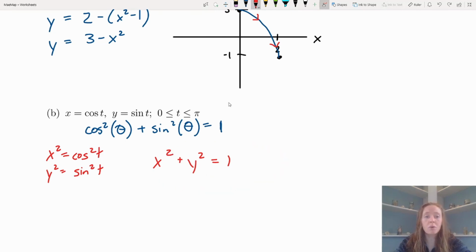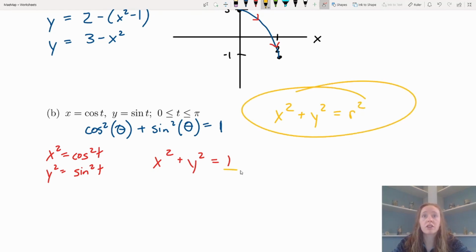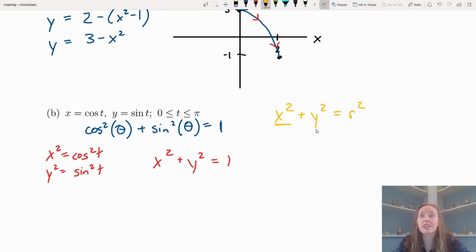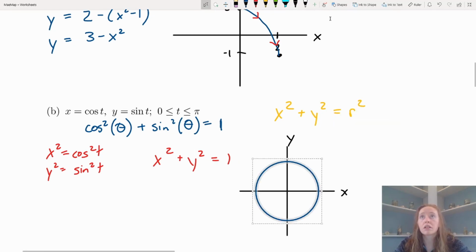which is an equation of a circle with a radius of 1 because our circle equations are in the form of x squared plus y squared equals r squared. So our radius for our circle is 1, and because there's no shifting in this x or y, we're also centered at the point 0, 0. So if I was to draw, here is my circle with a radius of 1.